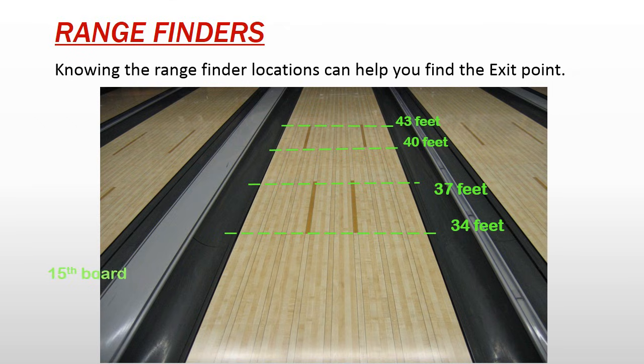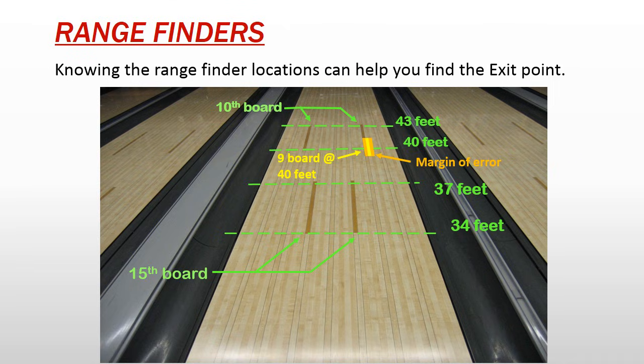There are 4 rangefinders 3 feet long on the lane. The first 2 are on the 15 boards at 34 feet, and the next 2 are on the 10 boards at 40 feet. Let's use our typical house pattern of 40 feet again. The PL-31 formula tells us that our target is on the 9 board at 40 feet. That's located 1 board to the right and at the beginning of the second rangefinder.